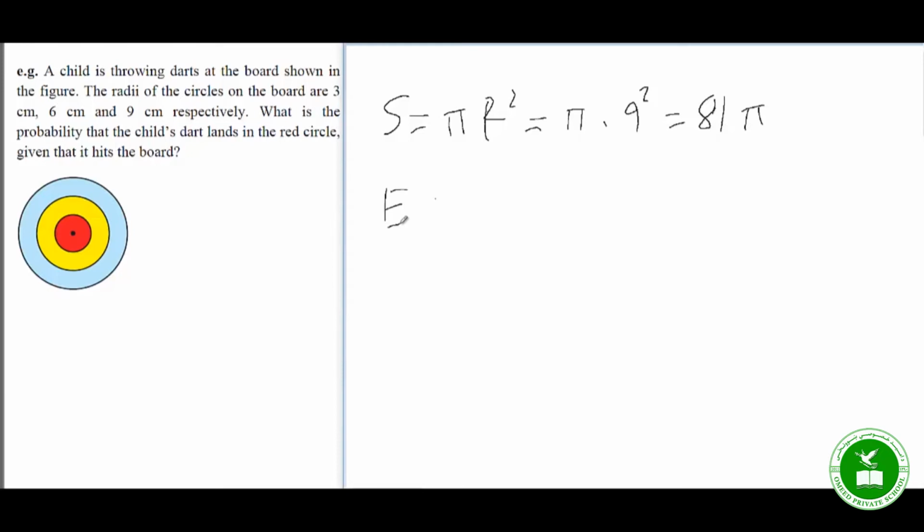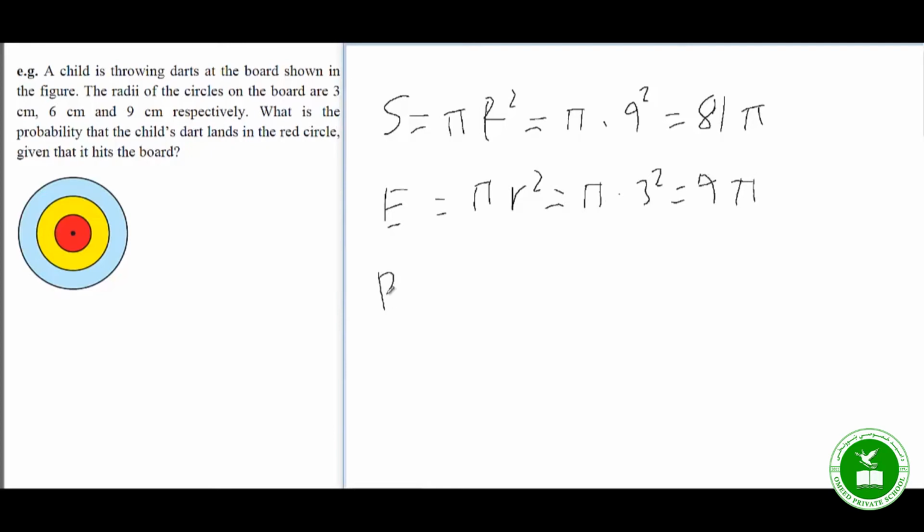And it asks us the probability of hitting the red circle. So pi r square. In here, this lowercase r is the radius of the smallest circle, which is the red one. So it's 3 centimeters. So pi times 3 square, which is 9 pi.